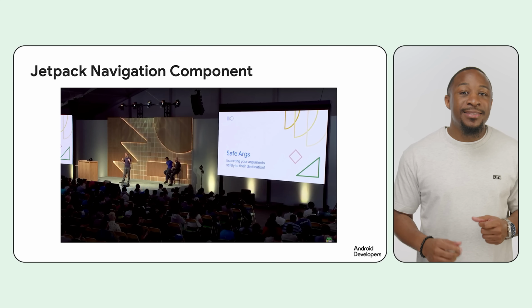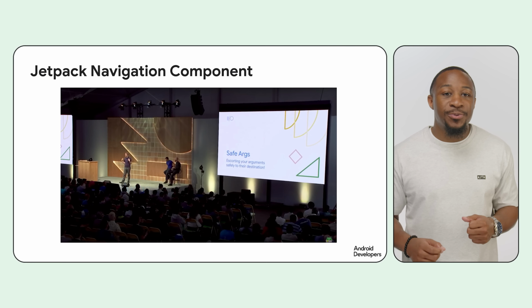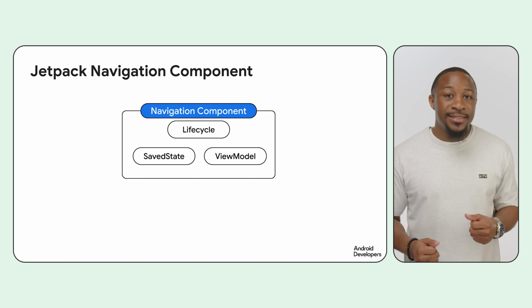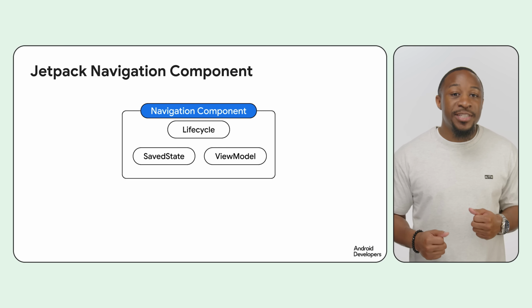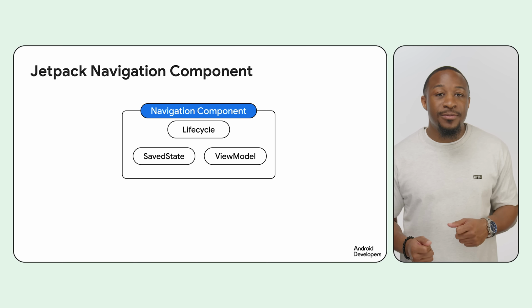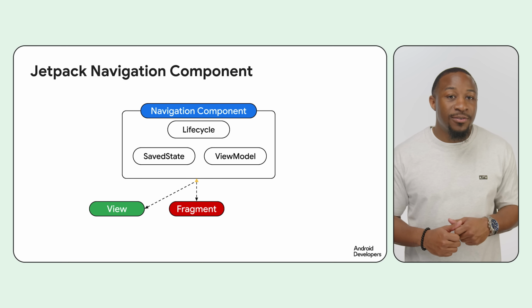In 2018, the Jetpack Navigation component was announced, releasing its first stable version in 2019. It is the one-stop shop for all of your navigation needs, with built-in integrations with other Jetpack architecture components such as lifecycle, save state, and view models. The expectation was that it would be expanded as the ecosystem evolved.